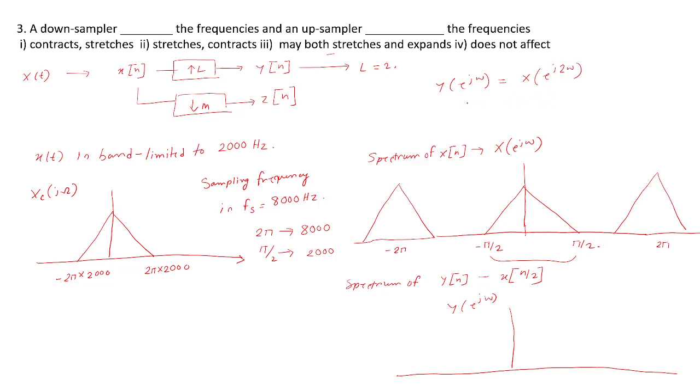So this will shrink as this. I'll explain later, do not worry about that. This is pi, 2 pi is being mapped here, 0 is being mapped here, pi by 2 is being mapped here as pi by 4, because now Y(e^{jω}) is X(e^{j2ω}). So it's basically periodic with period pi, where X(e^{jω}) was periodic with 2 pi, Y(e^{jω}) is going to be periodic with pi.